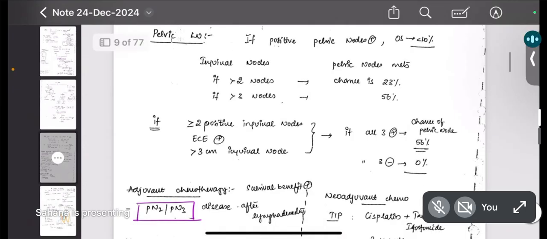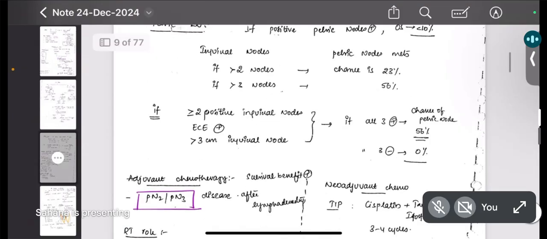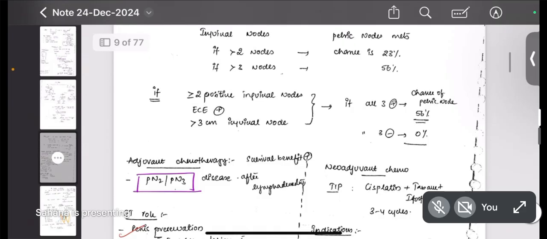So the same thing she has told: the more nodes that are involved, the more the chance of pelvic node involvement. So when do you address pelvic nodes? When there are more than or equal to 2 positive inguinal nodes. That is N1 also. Clinically N1, N3, and bulky more than 3 centimeter, or bilateral inguinal involvement, all of this you have to address the pelvic nodes.